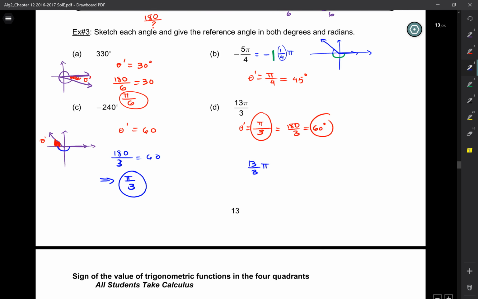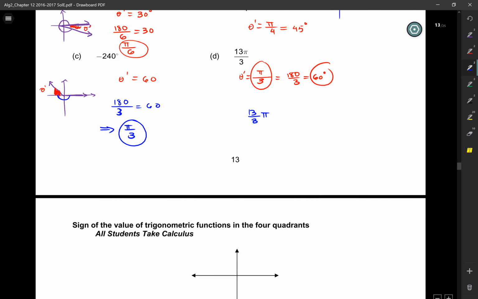13 over 3 pi. That's 13 pi over 3. Okay, so how much is that in mixed number? 4⅓ pi. So 2 pi wraps around the circle. Another 2 pi gets me 4 pi wraps around the circle. Now I have to go another 1/3 of a pi to that point there. So it's in quadrant 1. Okay?